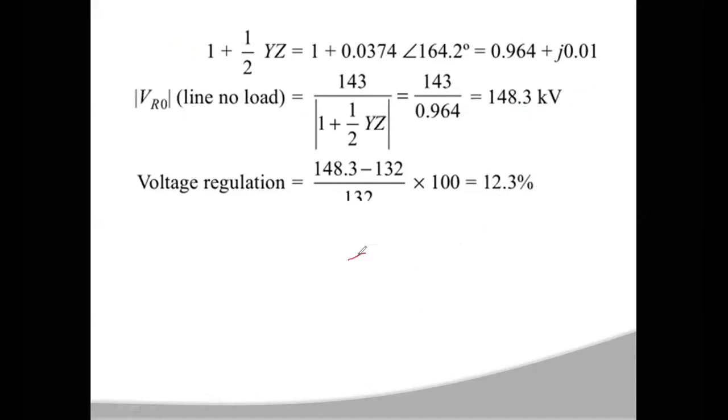So the nominal T method as well as the nominal pi method both don't give exact values. When you use the nominal T method and the nominal pi method, you will get different values, but those values are relatively near to each other.